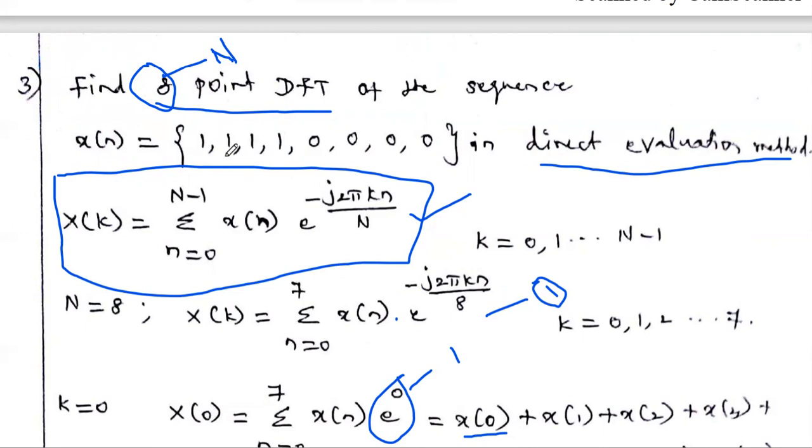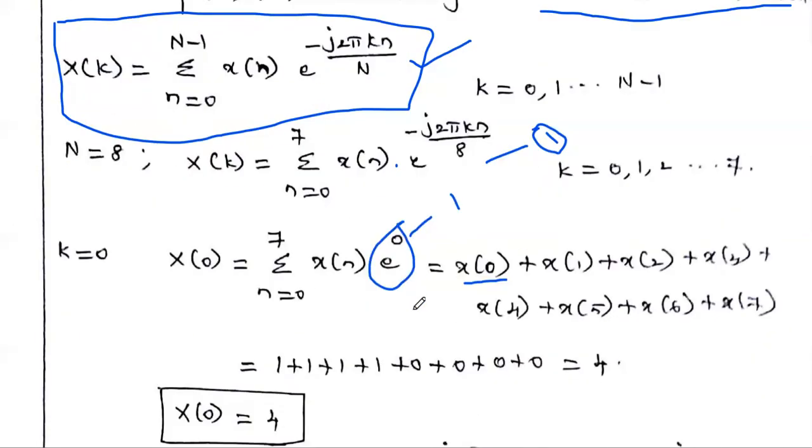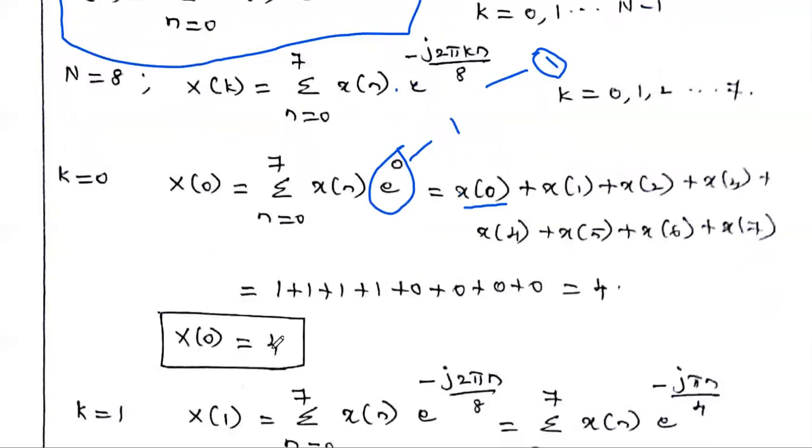The second sample is x of 1, that is x of n at index n equal to 0, n equal to 1, n equal to 2, up to n equal to 7. So you just add all the samples, all the amplitudes in the given x of n, and we may get the capital X of 0.